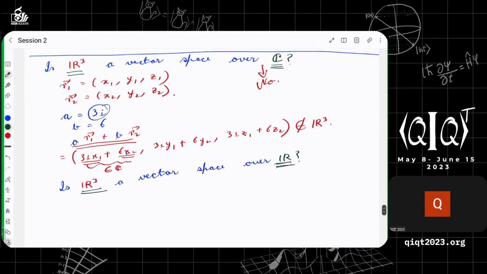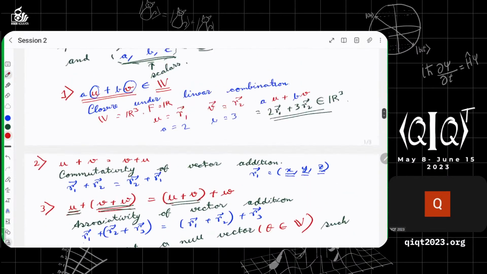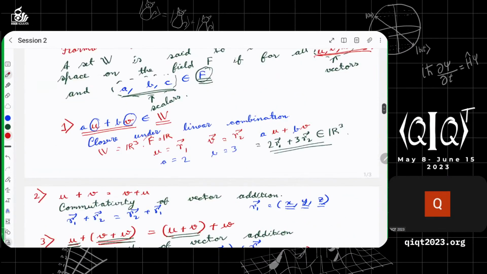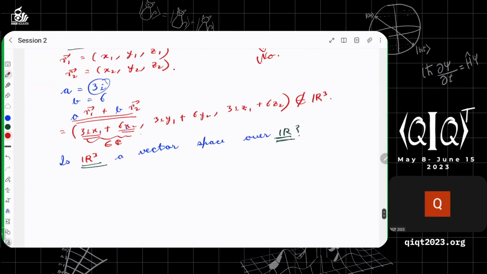And this was the closure condition, if you remember, that under linear combination, this should be closed. It would be that aU plus bV should belong to the same set, and that condition is getting violated here. So as somebody pointed out, closure is violated.